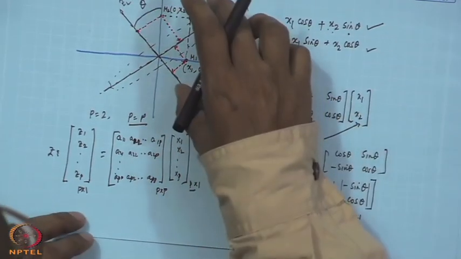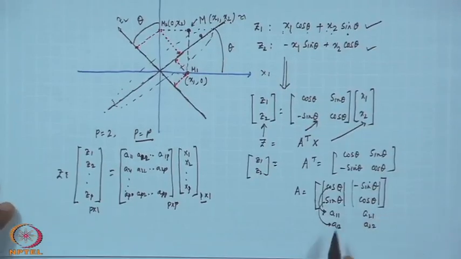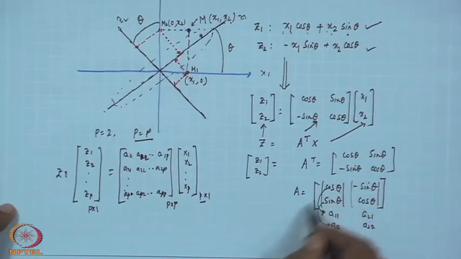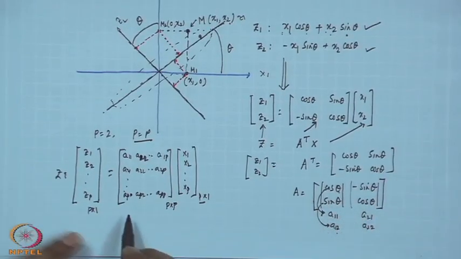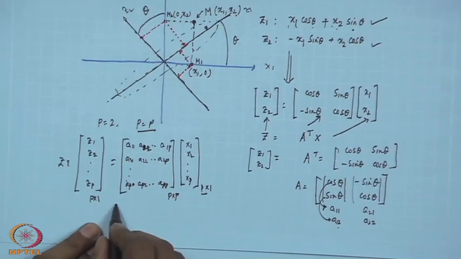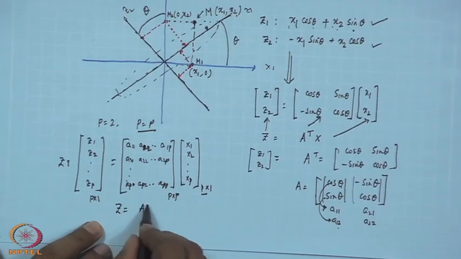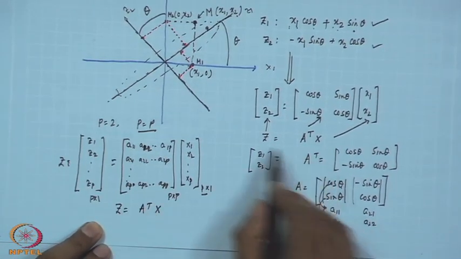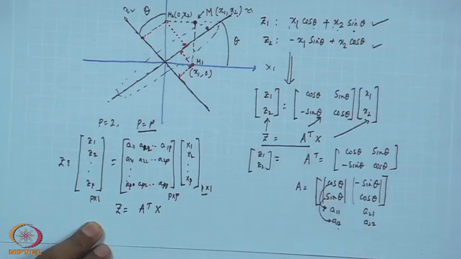So, this has been the 2-dimensional case. Now, we are generalizing like this and writing in terms of A's. So, if I write this further, I can write this as A transpose X, which we have written earlier also.